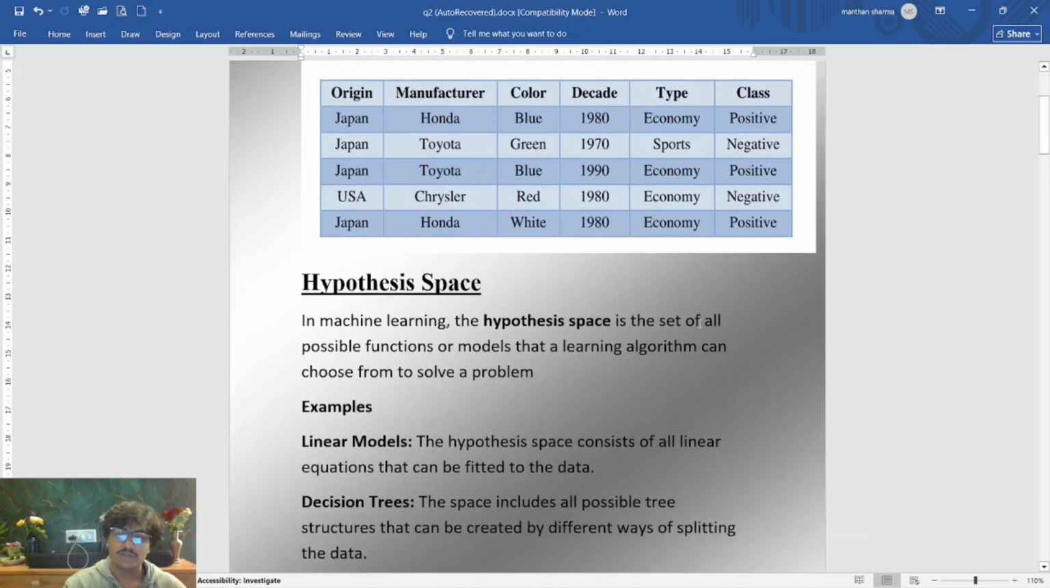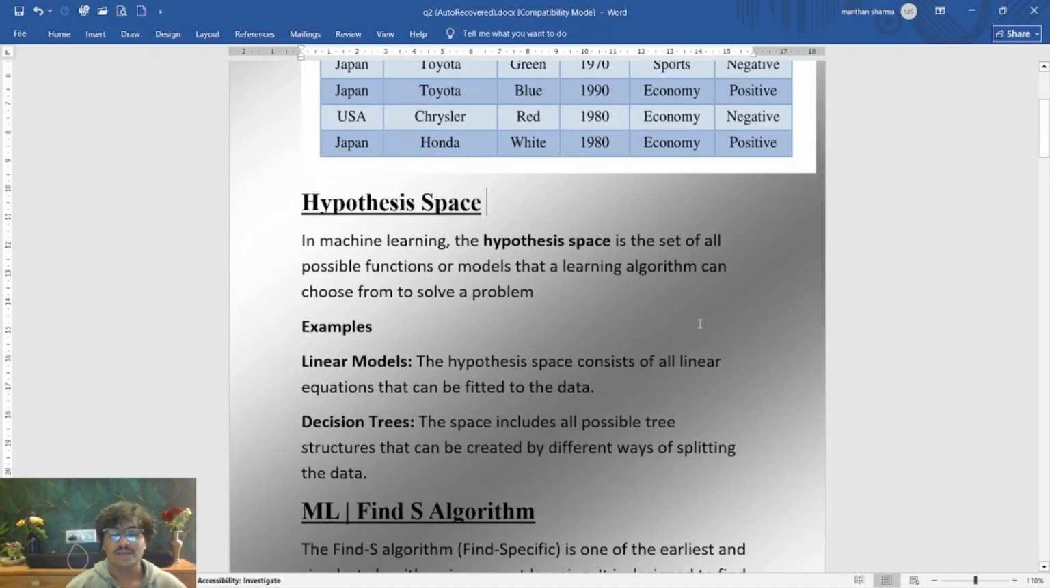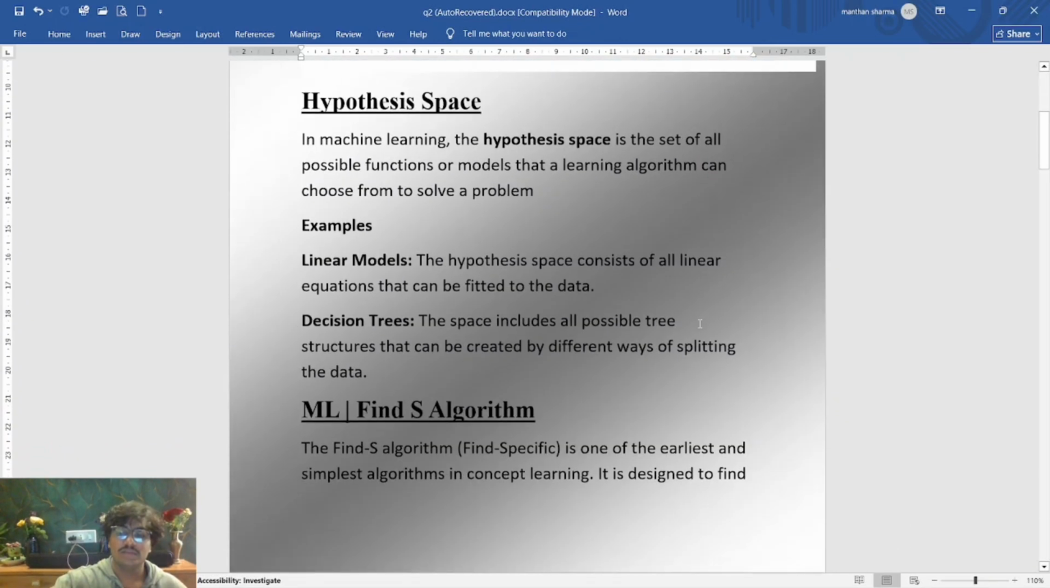So first let's talk about hypothesis space. What exactly is it? In simple words, the hypothesis space is the set of all possible functions or models that a learning algorithm can choose from to solve a problem. For example, if we are using linear models, the hypothesis space includes all linear equations that can fit the data. Or if we are using decision trees, the hypothesis space includes all possible tree structures created by splitting the data in different ways.